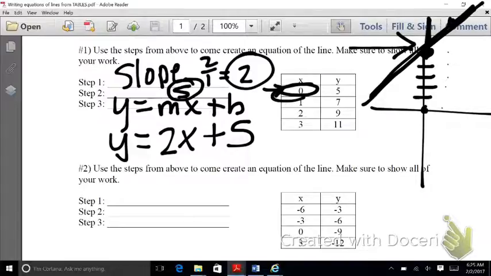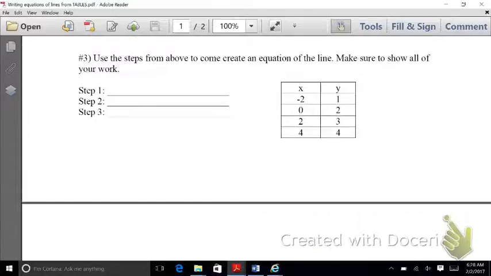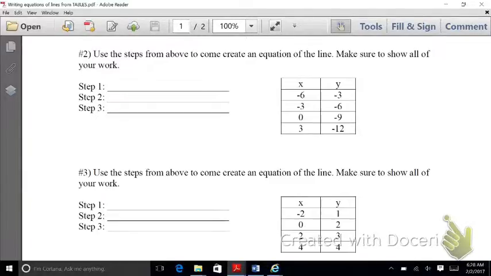I want you to take a second to pause this video and go ahead and try to do exactly what I just did with number 2. Then come back and restart the video and see whether or not you did it correctly. All right, so, oops, I just realized that I went to number 3. Sorry about that. Okay, let's go back to number 2.